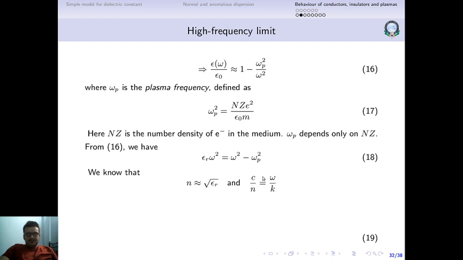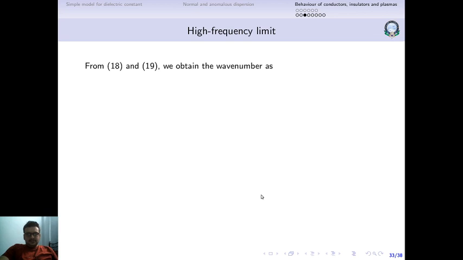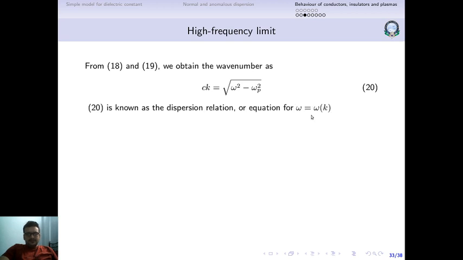If you take the square of this, we have omega square by k square is equal to c square by n square. N square will give us epsilon r. Now cross multiply, and we get epsilon r into omega square is equal to c square k square. Comparing equations 18 and 19, the left hand side is the same, epsilon r into omega square. That means c square k square must be equal to omega square minus omega p square. So this will give us the wave number as c into k is equal to the square root of omega square minus omega p square. This is known as the dispersion relation, or the equation for omega equal to omega of k.